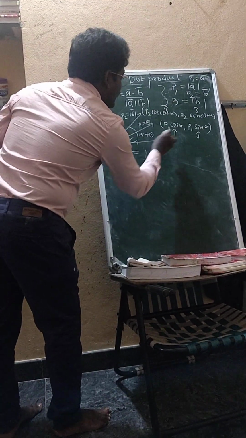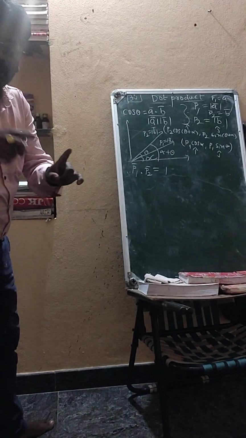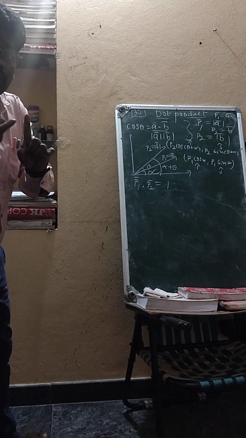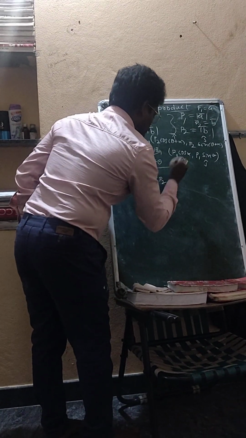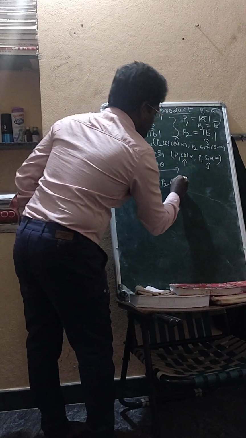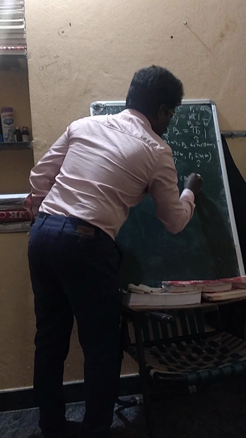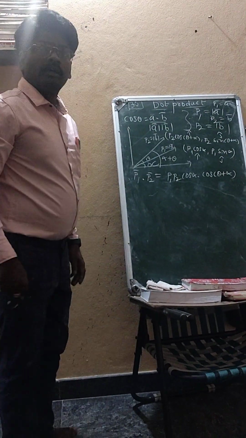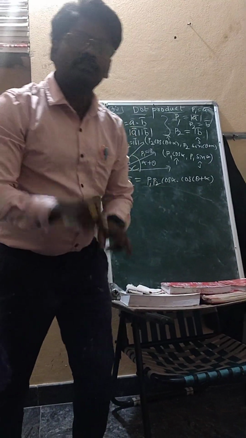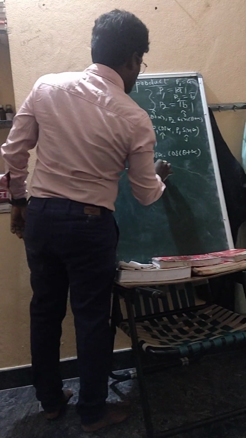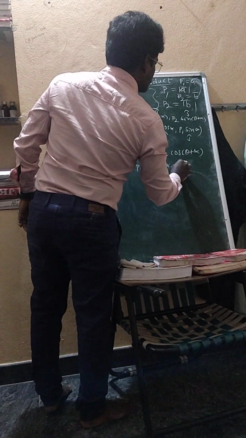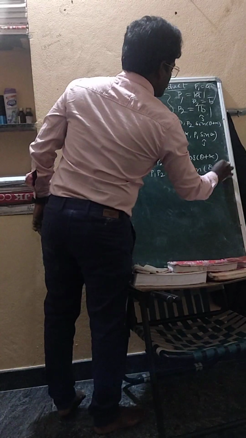I dot I, what is the value? I already explained to you. What is the value of I dot I? 1. P1, P2, clear cut: cos alpha into cos of theta plus alpha. Next, J dot J. I dot I is 1, J dot J value is 1. Plus P1 P2 sin alpha into sin of theta plus alpha.